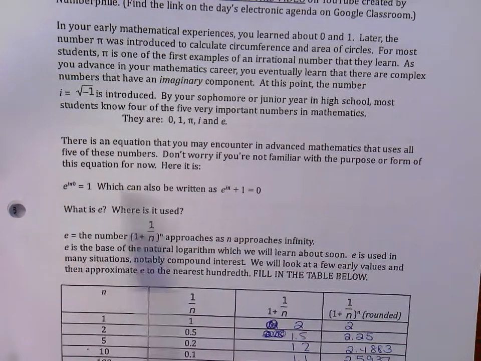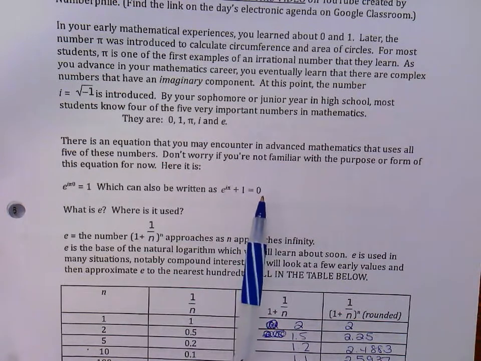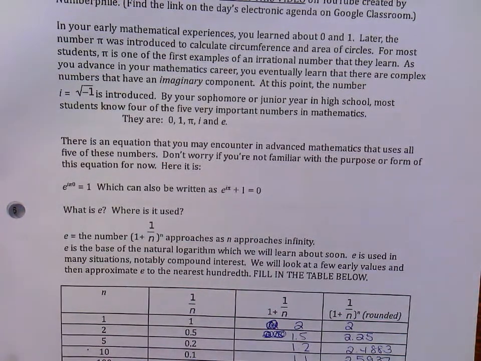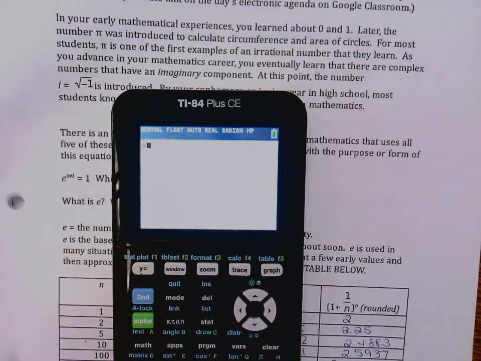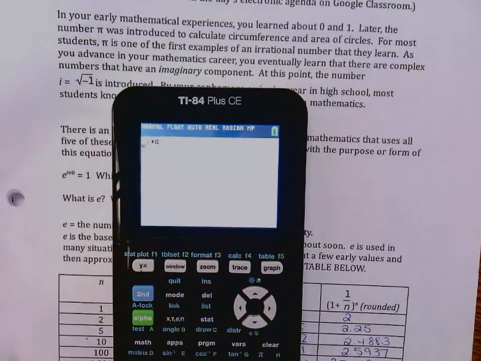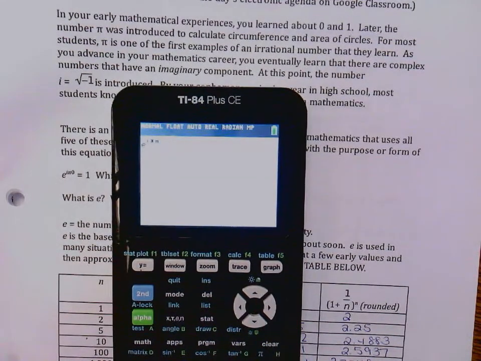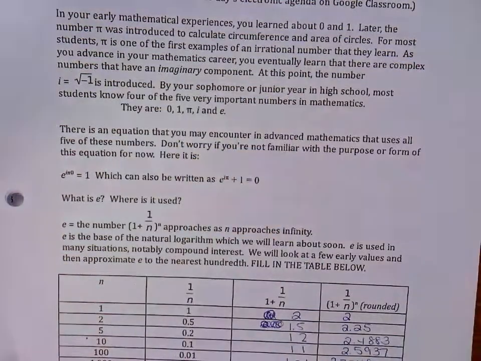This is the one that he showed. E to the I pi plus 1 is equal to 0. And it is true, if you type it into your calculator, the E button is above the division symbol, I is above the period, pi is above the caret symbol, and then if I add 1, I do get 0. And I should ask Dr. Loin to prove it for me, because I don't really understand why it works.